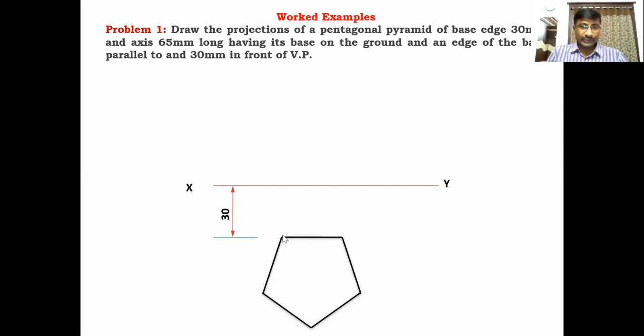The initial position must be like this, so one of the base edges is horizontal, parallel to the XY line. You have to draw like this. Based on that initial position, construct the pentagon. Clear? After constructing the pentagon, the pyramid has one apex.